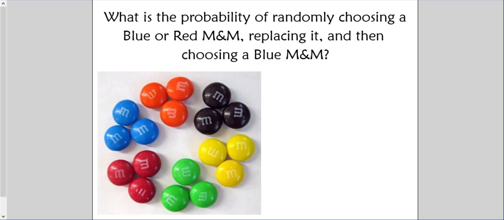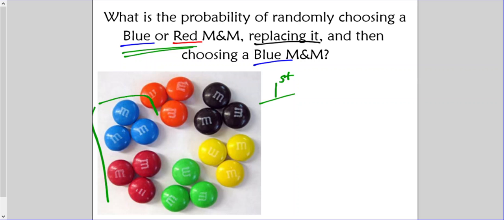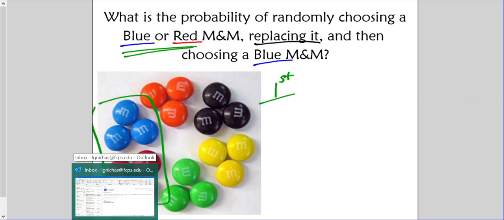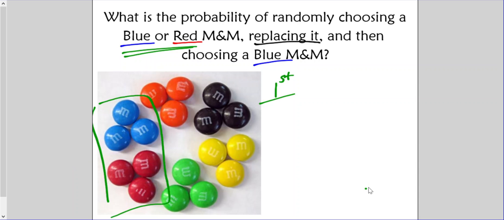All right, same bag of M&Ms. What's the probability of randomly choosing a blue or a red, replacing it, and then choosing a blue? So on that first one, let's go with green because that's not red or blue. We are looking at getting a blue or a red. So I can get any of those. So that is 6 out of the 18 options.